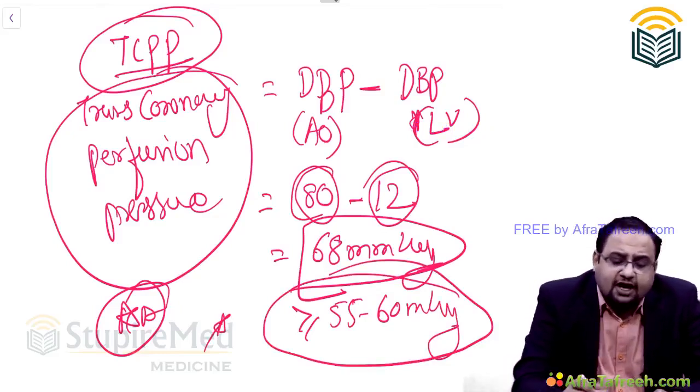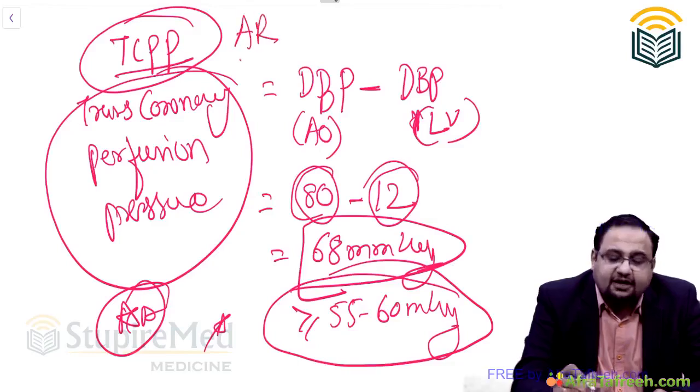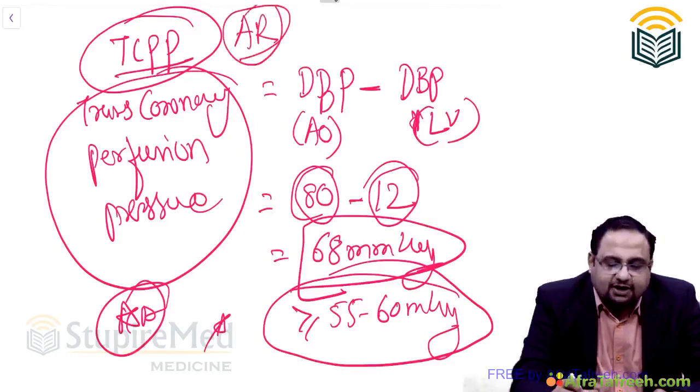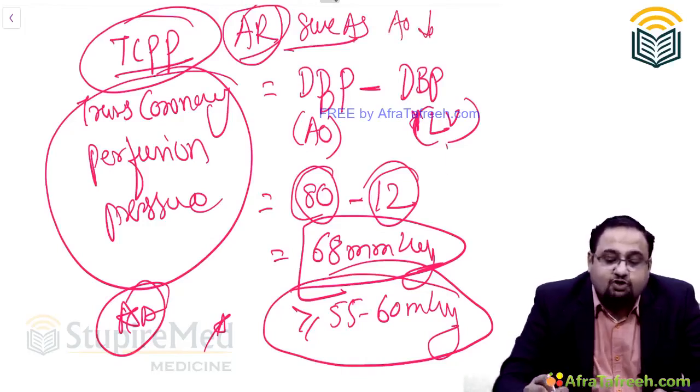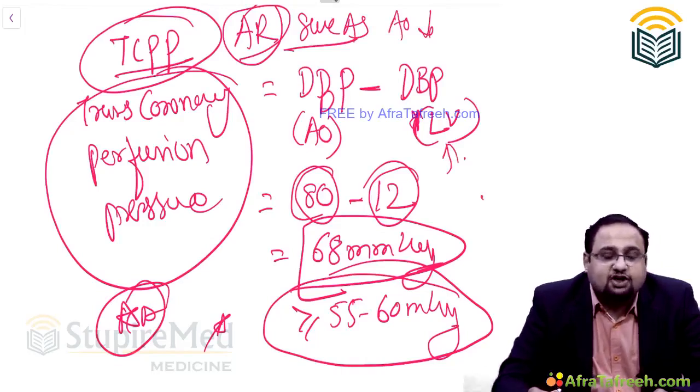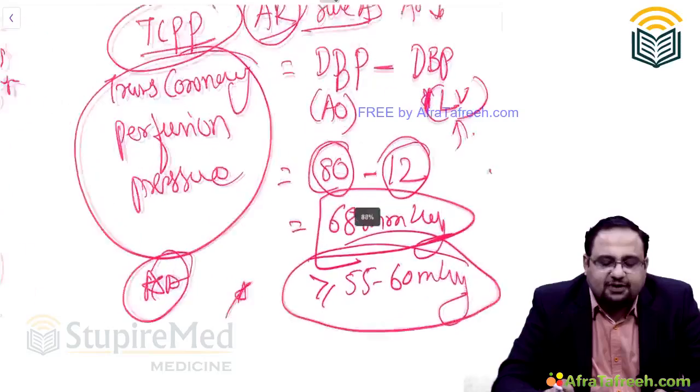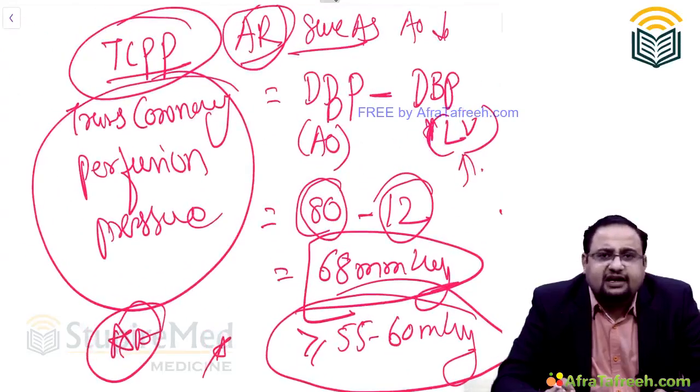Let's take an example of aortic regurgitation. I repeat, in aortic regurgitation, particularly severe aortic regurgitation, the diastolic pressure of the aorta is too low and that of the left ventricle is too high, resulting in compromise of the coronary artery filling pressure, and this will result in angina, which we do see commonly in aortic regurgitation. So please make a note of this transcoronary perfusion pressure concept, which has not been explained clearly in any books, but it is very important in practical life.